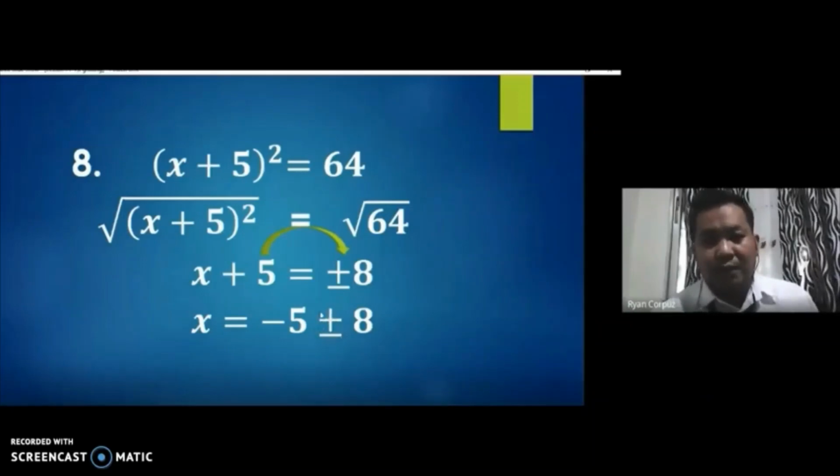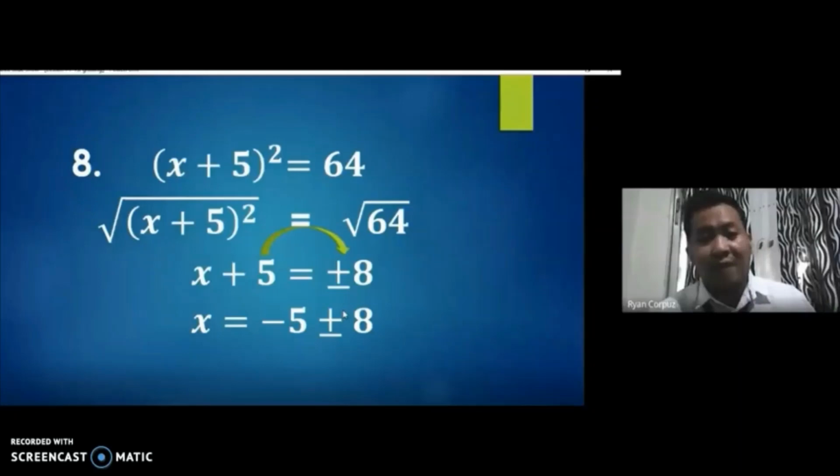This is one example wherein our answer is not always the same expression na pinagkaiba lang is yung sign. Isa ay positive, isa ay negative. Ito, it's a different case. Because meron pa tayong 5 dito, it's not that we can say right away that the answer is positive, negative 8.